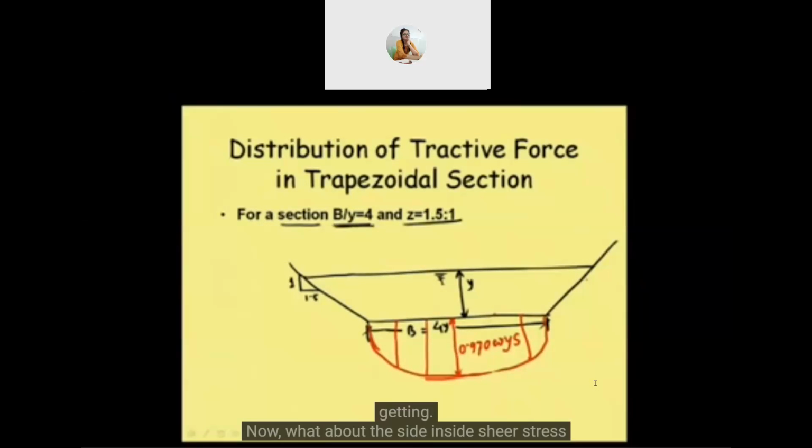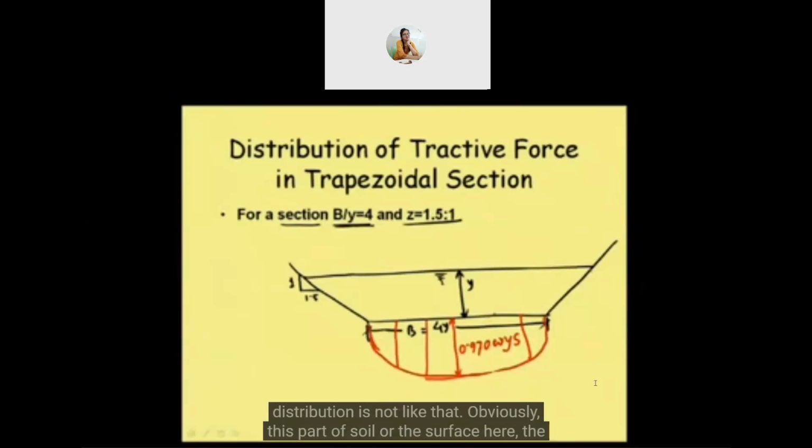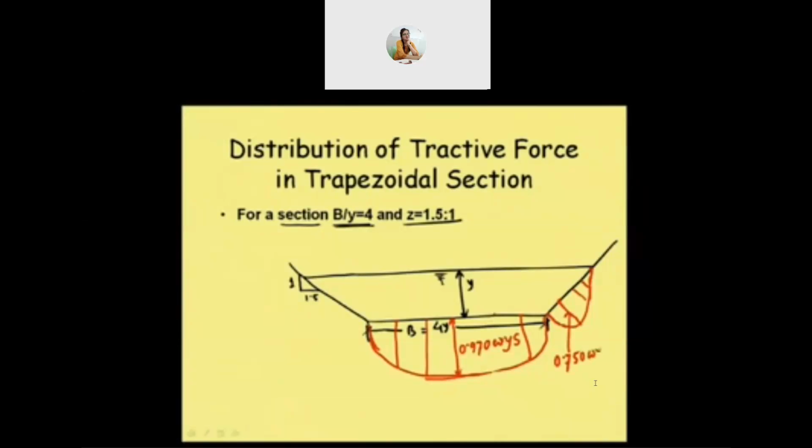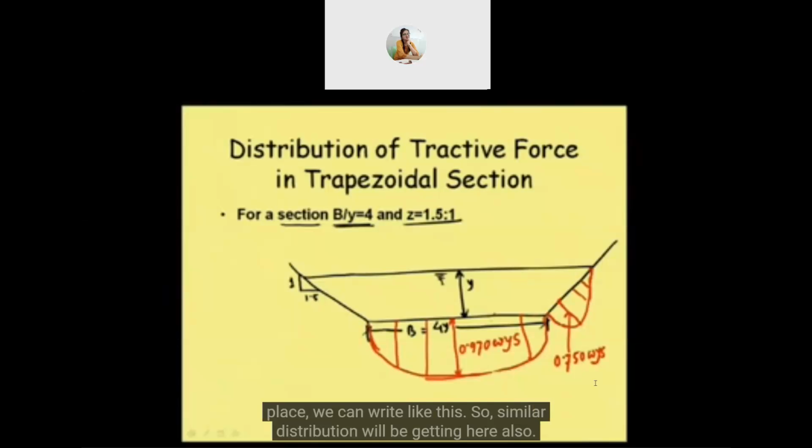On the side, the shear stress distribution is not like that. Obviously, at this part of the soil or the surface the depth is less, and that's why the shear stress will also be less. But here it is increasing, and if I plot the graph, the shear stress will be maximum somewhere here, it will be 0 here, and then here we will have some value, and as such the distribution will be like this. Shear stress distribution will be like this. If I plot the values like that, the maximum will be somewhere here, and that maximum shear stress at the side is equal to 0.750 omega y S. Writing up to 3 decimal places, we can write like this.